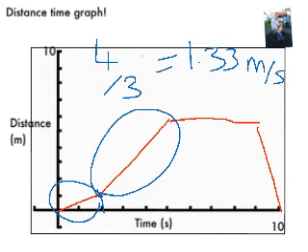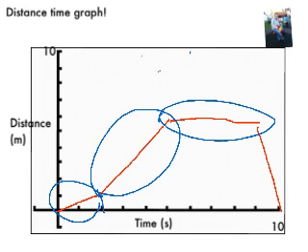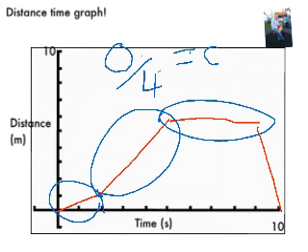We can even do that for the bit of the graph where I was sat still. This section of the graph here. What was my change in distance during that time? Well, nothing. But how long did it take me to do it? 1, 2, 3, 4 seconds. But 0 divided by 4 is still 0 meters per second.